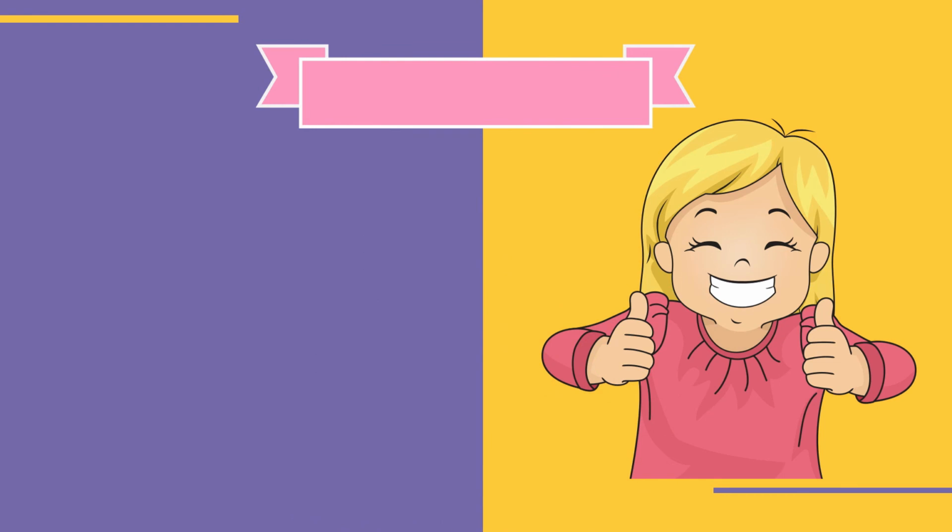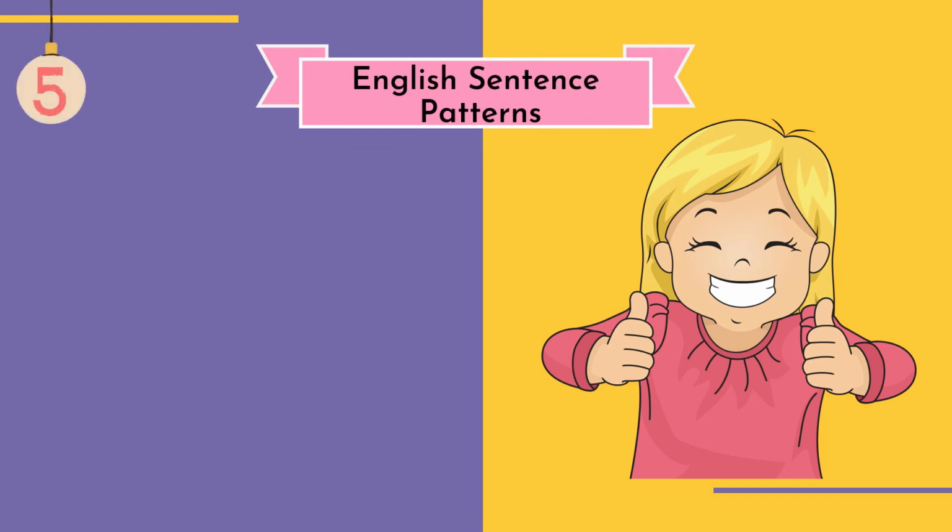Look at the last sentence pattern that we're going to learn in this video. Sentence pattern number 5. This is also easy. It's subject plus verb plus noun. Subject plus verb plus noun. We have seen these sentence patterns so many times before, but let's look at the examples.